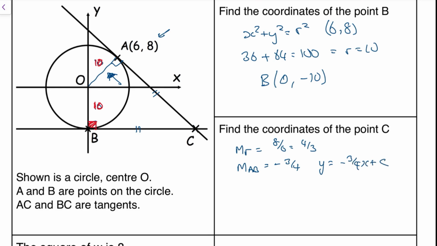Now I'm going to use the point again. I'm going to use the point A, which is the point 6, 8, which means that 8 is equal to minus 3/4 of 6. This isn't going to be a very nice number, plus c. Let's zoom in a bit.